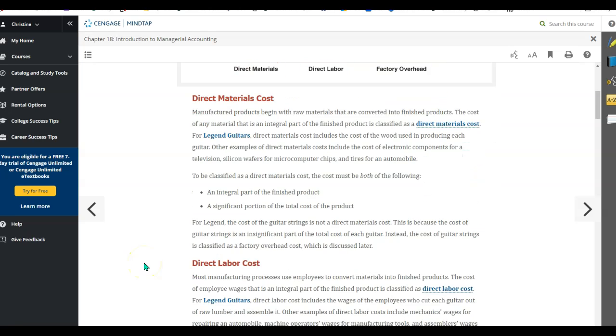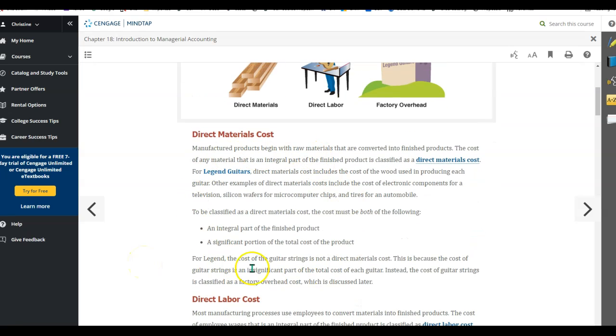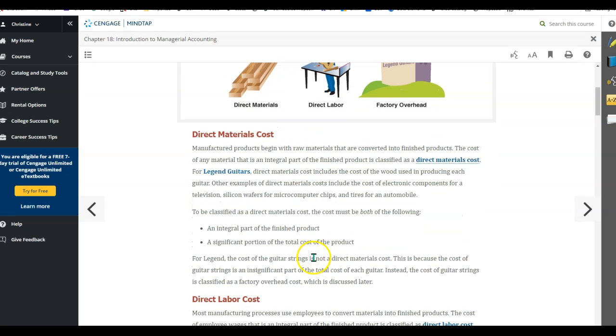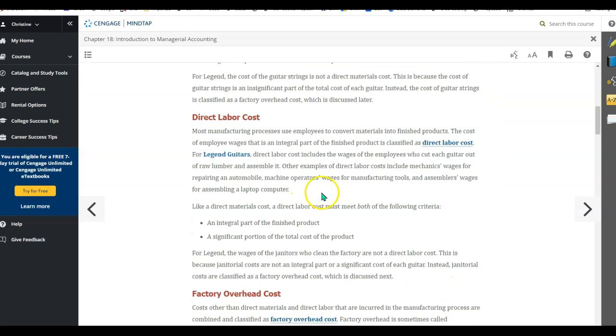So here they talk about direct materials. This is usually really straightforward to someone. This is definitely a manufacturing cost, so it's a product cost. It's something that you wouldn't have if you didn't manufacture guitars, right? So that's a direct material cost. And then direct labor is also a product cost. It's a cost of manufacturing. It's traceable to the guitar, like say each guitar takes so many hours to make.